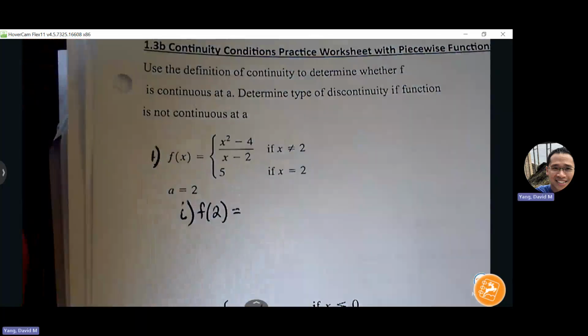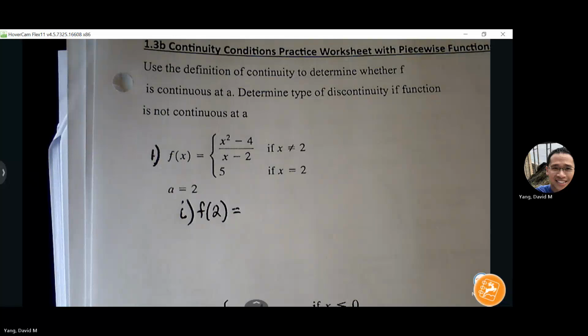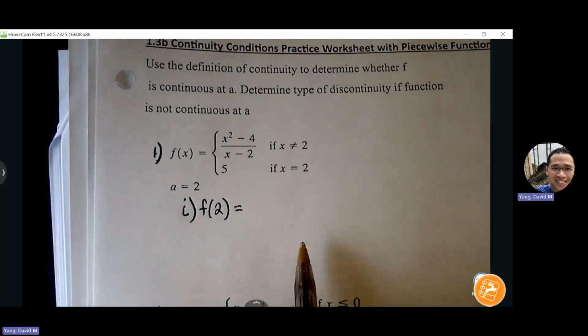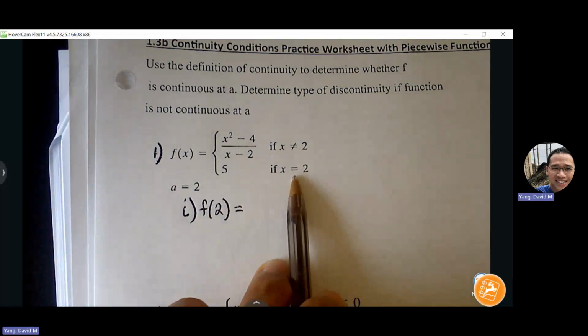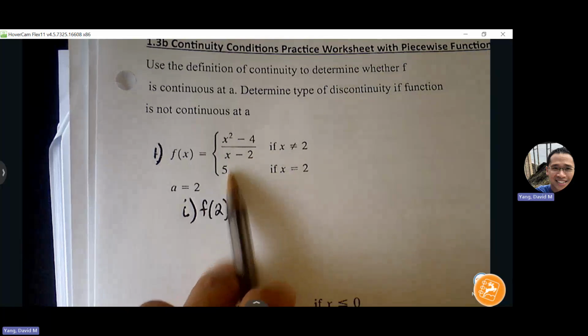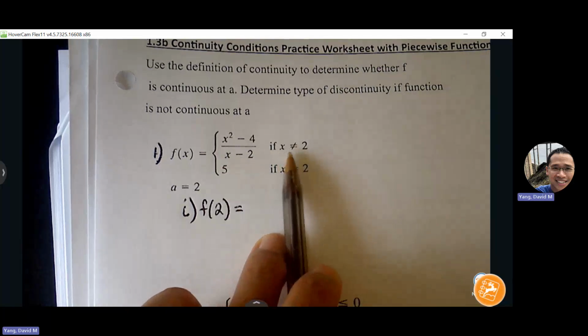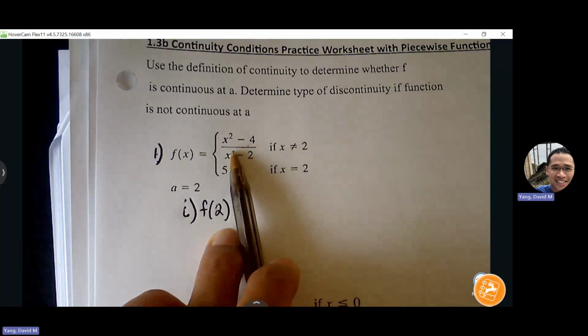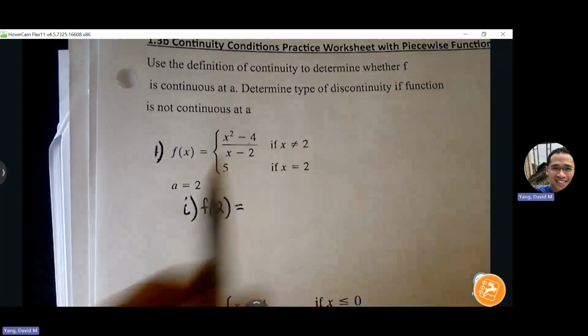Okay, what's f of 2 equal to? 0. Right, so if I plug 2 in, it's not the first, but it's the second one, right? Because x doesn't equal 2. We don't want to use this one for x equals 2. So f of 2 equals 5.